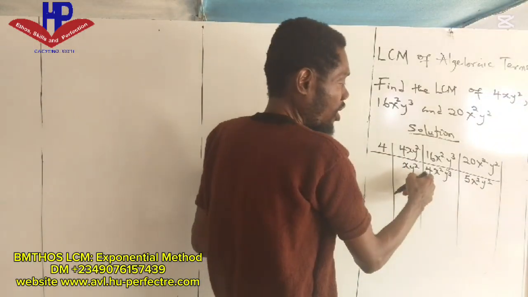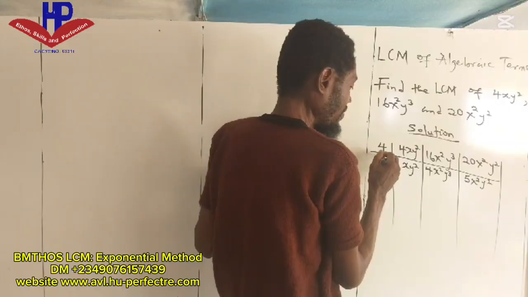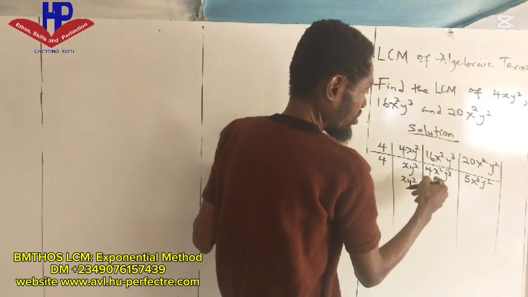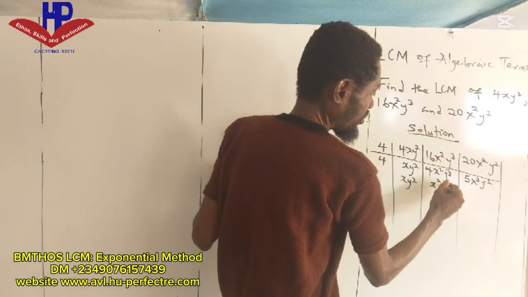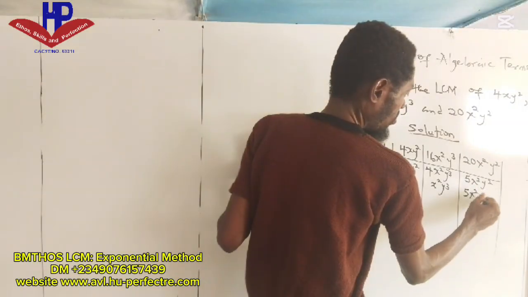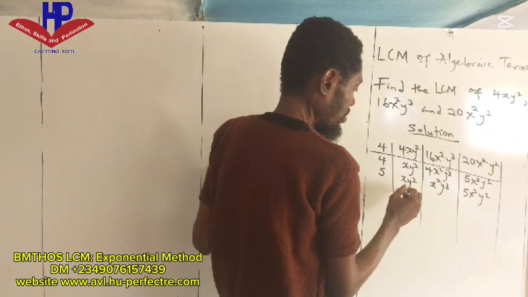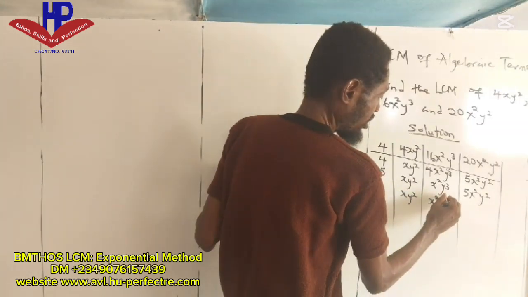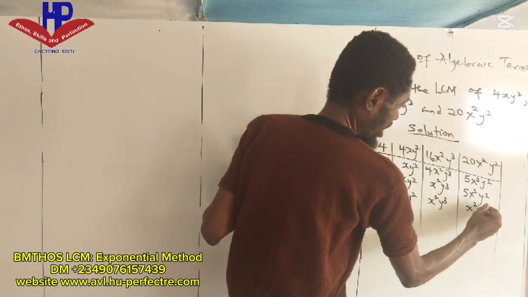Now we are at 4 and 5, and no number can divide 4 and 5. So 4 will divide itself. Bring down your xy squared. 4 has divided 4, and we'll be left with x squared y to power 3. Bring down your 5, x squared y squared. 5 will divide itself. Bring down your xy squared and x squared y to power 3. 5 has divided 5, you're left with x squared y squared.